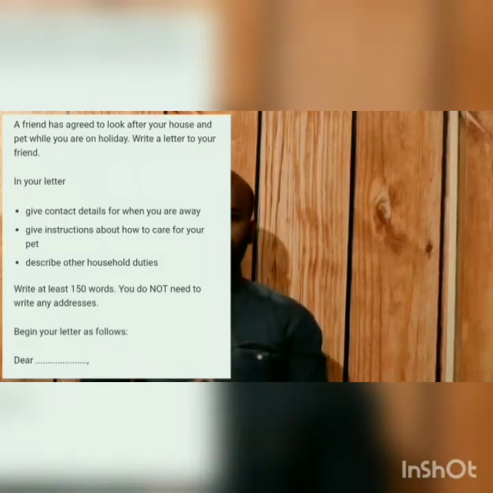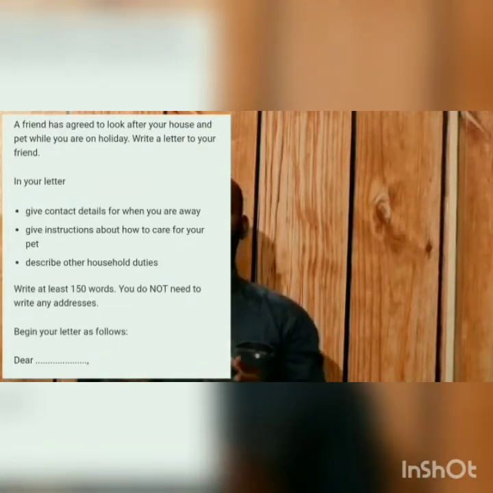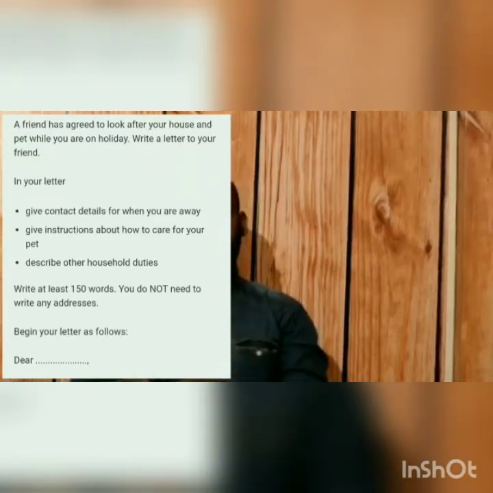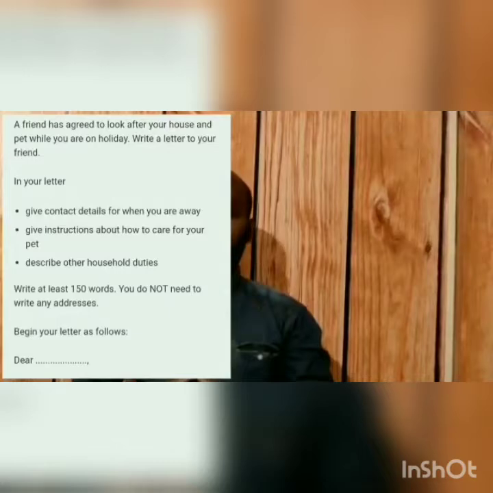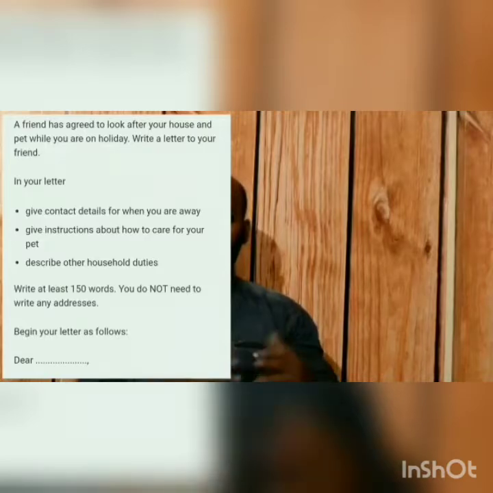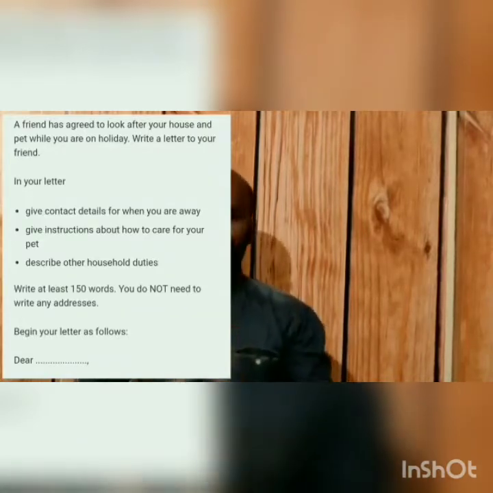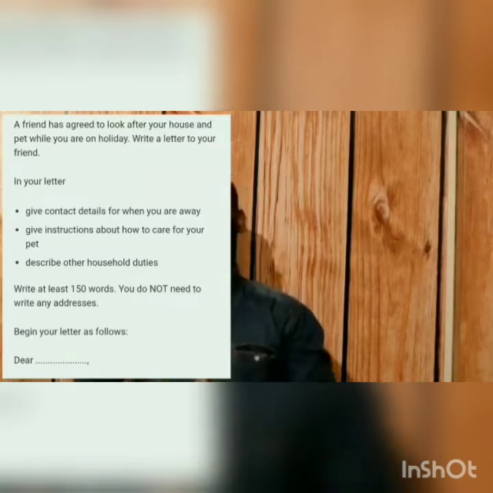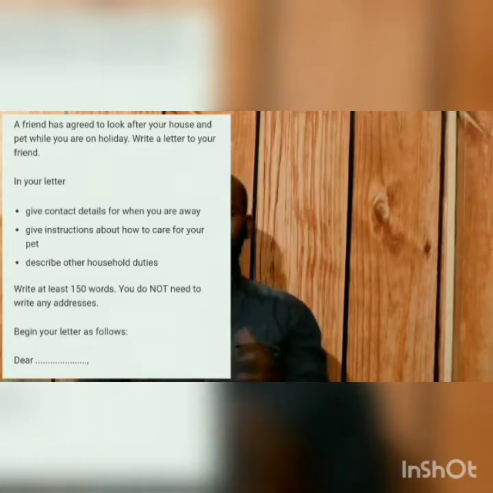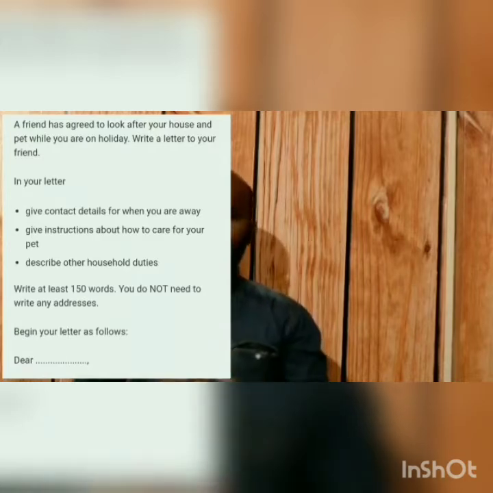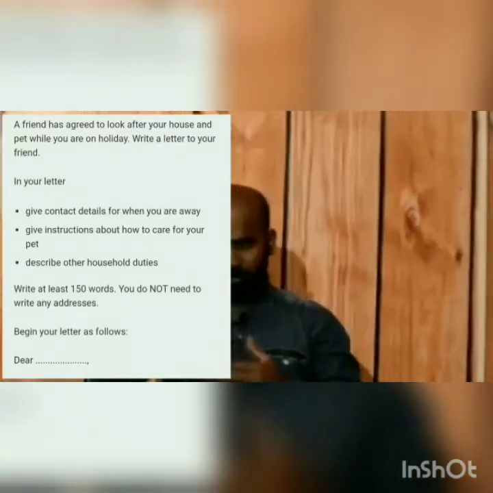That's the situation. The second part of the question is the bullet points. In your letter, first, give the details about your journey or where you are going. The second thing that will be added in the bullet points is to give the instructions regarding how to look after your pet. And the third thing, give him an idea about the household duties. So these are the 3 bullet points.